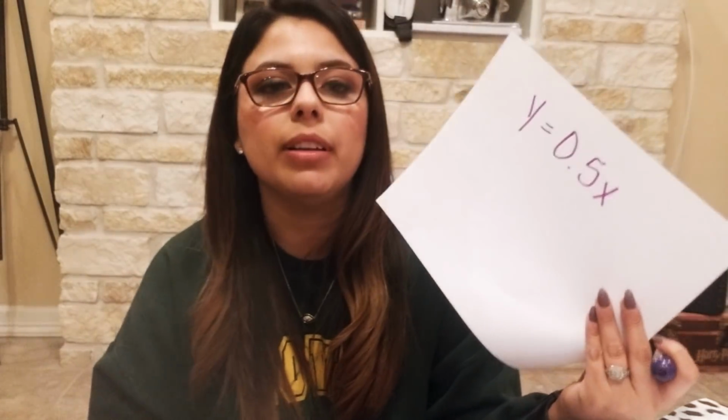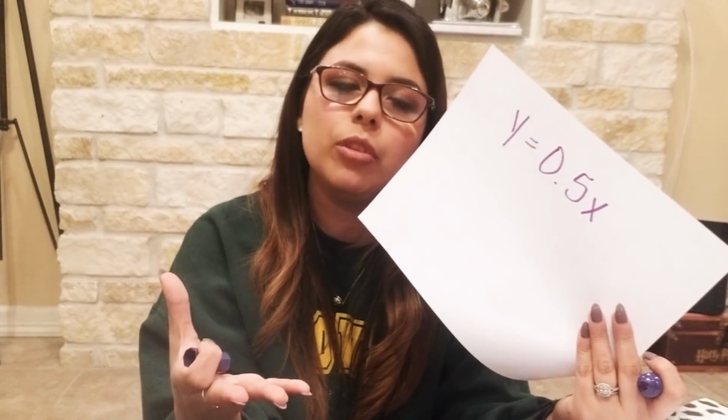Okay, so we already talked about this. What does it mean when the number is right next to the variable? It means to multiply. So what do you really have here?